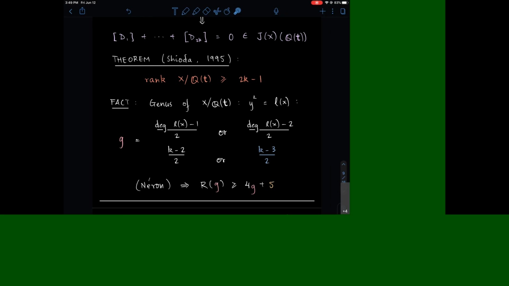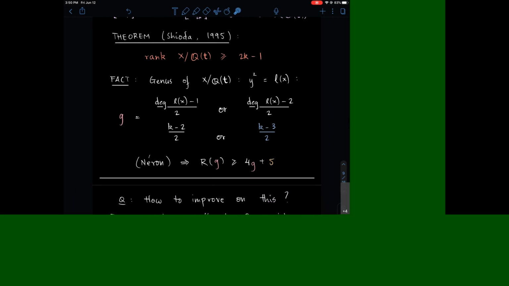Great. So what have we got? We've got this curve, and we've got a seemingly high rank subgroup of the Jacobian. And so we want to evaluate what this is in terms of the genus g of the curve. It turns out you can actually compute this genus directly from the degree of this polynomial L(x), which is, let me remind you, k minus 1.